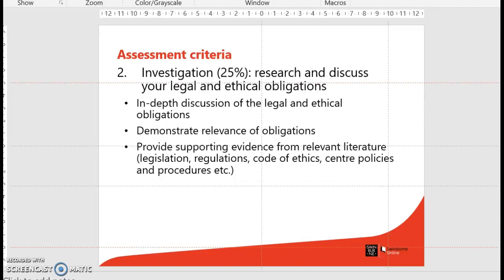The second criteria is your investigation, and this is where you want to have an in-depth discussion of the legal and ethical obligations. You want to demonstrate why you've chosen the legal and ethical documents that you've chosen, and demonstrate their relevance to this particular situation. So you want to provide supporting evidence from that literature. You could be thinking about legislation, regulations, code of ethics, definitely centre policies and centre procedures.